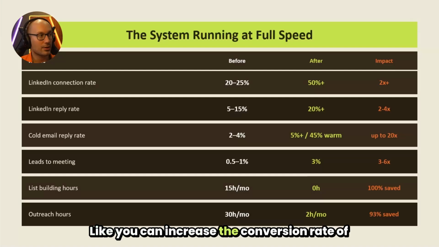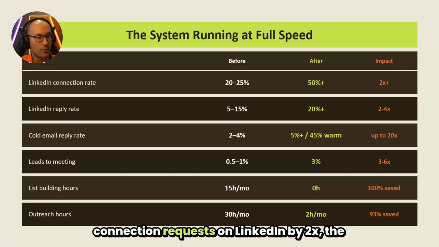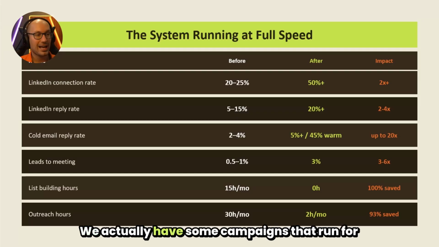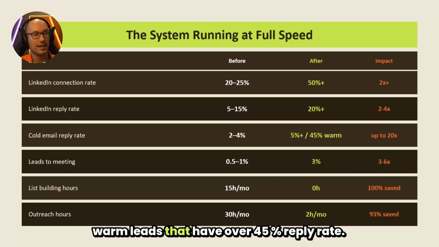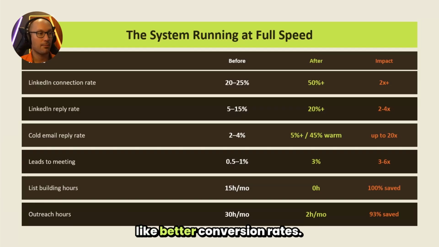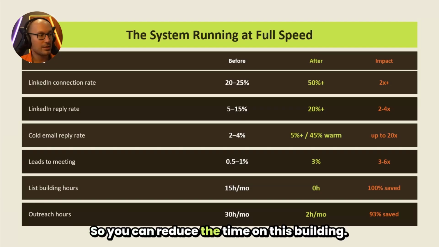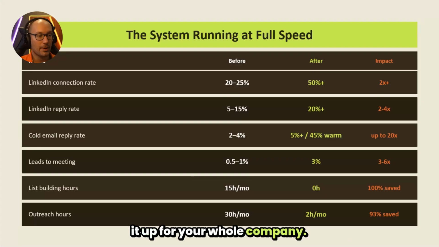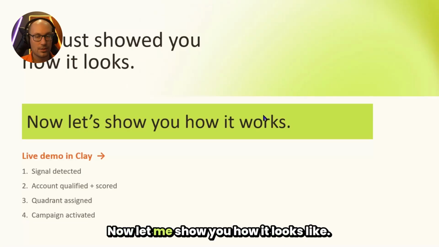You can increase the conversion rate of connection requests on LinkedIn by 2x, the reply rate as well, not only on LinkedIn, but on cold email as well. We actually have some campaigns that run for warm leads that have over 45% reply rate. That's crazy, for cold leads of course. But if you're targeting people that know you with an offer that they want, you can have better conversion rates. So you can reduce the time on list building, you can reduce the time for outreach, and that's a lot of benefit that you can scale up for your whole company. It will make a lot of sense. Now, let me show you how it looks.